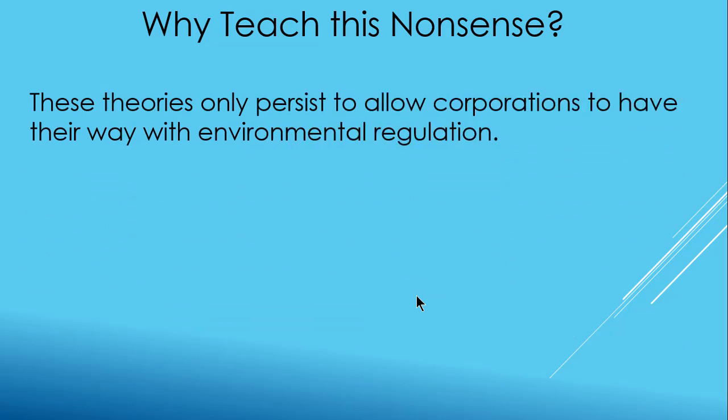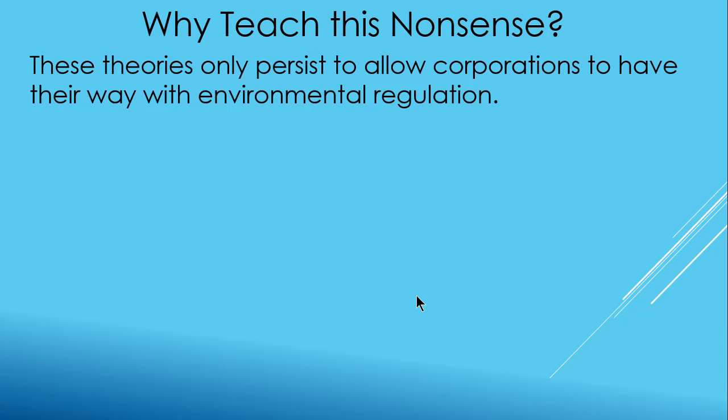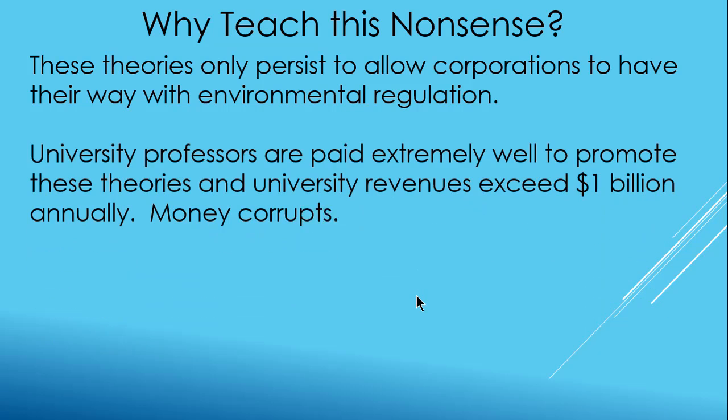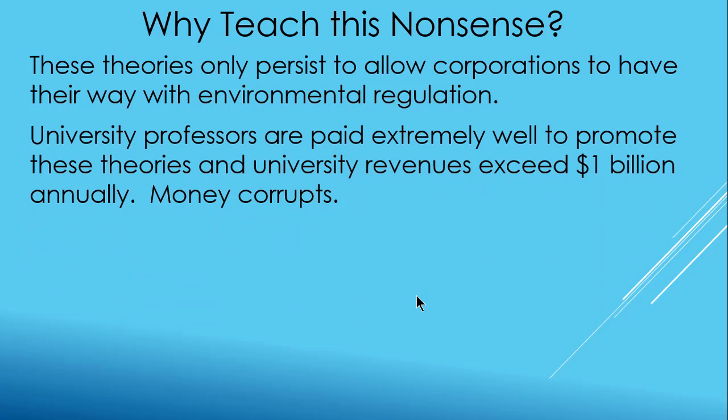Okay, number one, these theories only persist to allow corporations to have their way with environmental regulation. Their way is reduce the cost of environmental management and increase their profits. Okay, that's the only reason this silly theory exists. Okay, university professors are paid extremely well to promote these theories, and user revenues exceed $1 billion annually teaching this wonderful Econ 101 nonsense. There is far too much money out there, and this money has corrupted our educational system. Sad to say, but it's true.